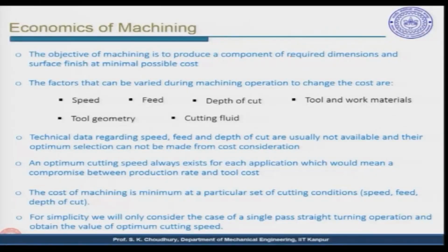So, how to make a workpiece with the optimum cost? That is what we will be studying in machining. The objective of machining is to produce a component of required dimension at minimum possible cost.